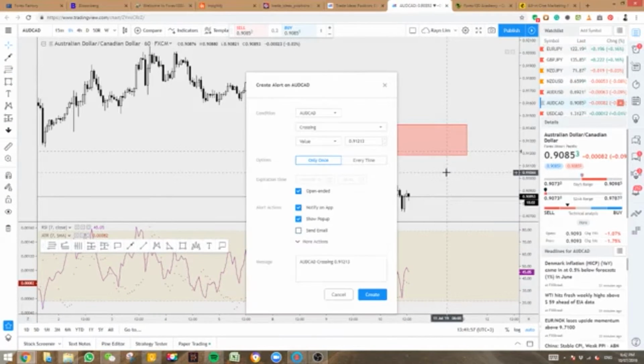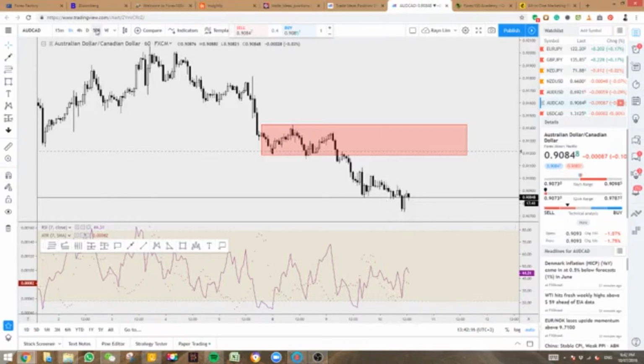I can just add an alert and set H1, Aussie Cat H1 sell zone, trend continuation.